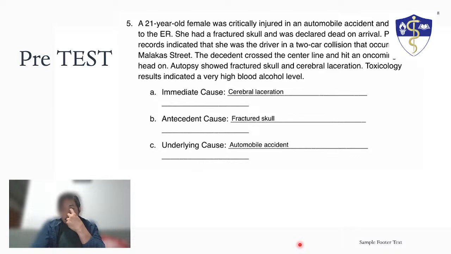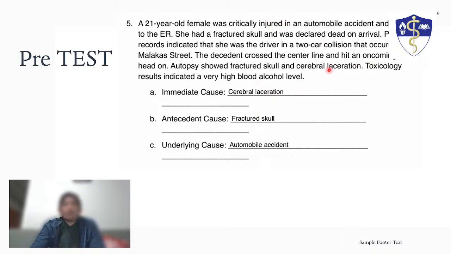So, this is a death by external causes. So you're going to write down that this is an accident. Okay, this was an accident. And then that Malakas Street will find itself on the death certificate. Where did it occur? I already discussed the importance of writing down the street or the avenue because of statistical purposes. Antecedent cause, we're going to go with that again later because of death by external causes.